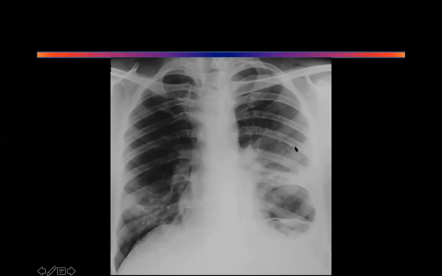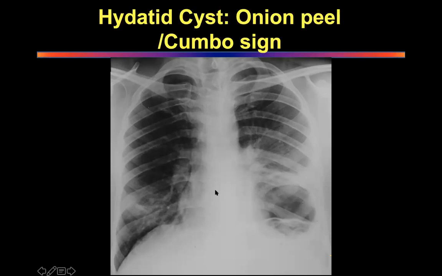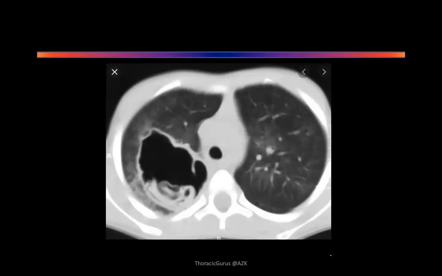What do you think is happening in this cyst? The cyst is probably an impending rupture. Impending rupture. Okay. For all the cardiac guys who are with us on this program, this is actually called an onion peel or a combo sign, where you see multiple layers of cyst. This is because air is now escaping into the capsule of the cyst and this is about to rupture. Very simple. Let's carry on fast so that we don't waste too much time.